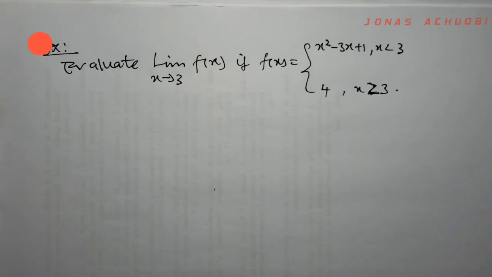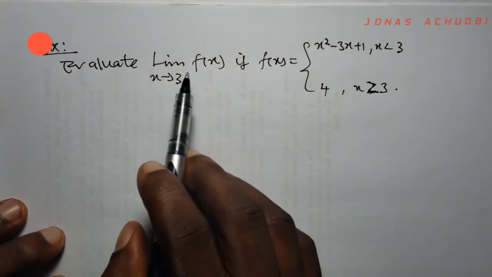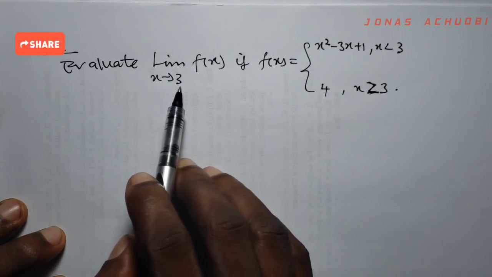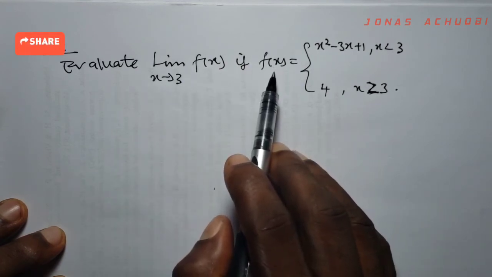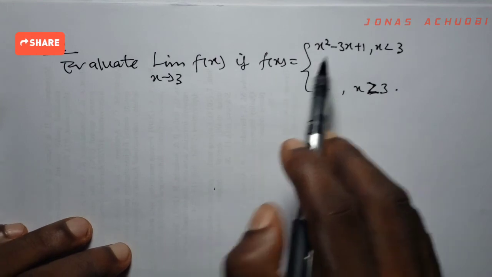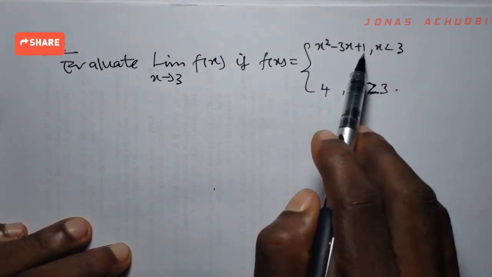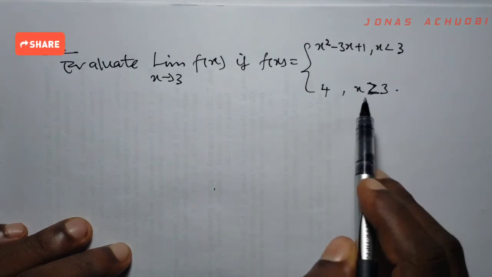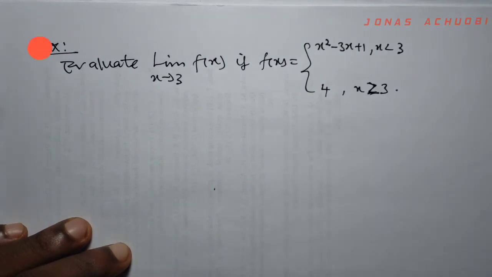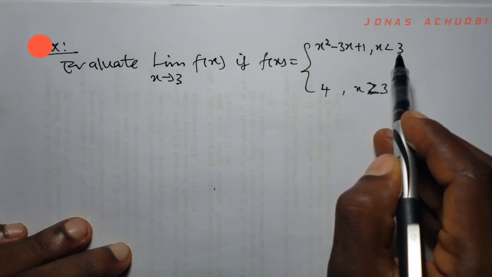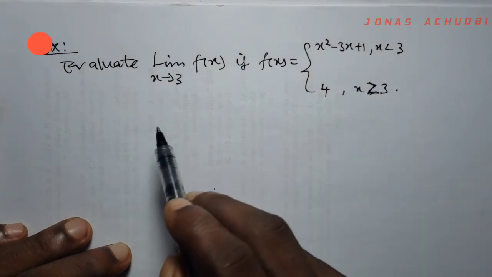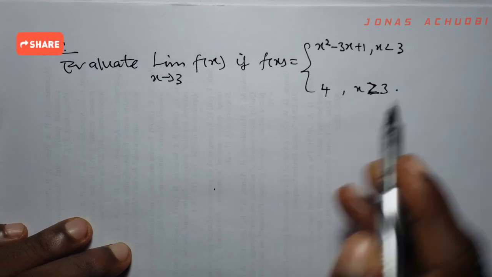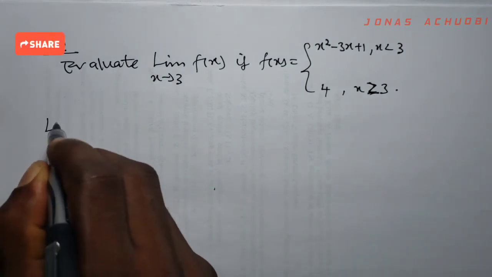As a last example, we want to evaluate the limit of the function f of x as x tends to 3. f of x is again a piecewise function and is defined as x squared minus 3x plus 1 when x is less than 3, and 4 when x is greater than or equal to 3. Again, x is less than 3, that means on the left of 3. And here x is greater than or equal to 3 is on the right of 3.